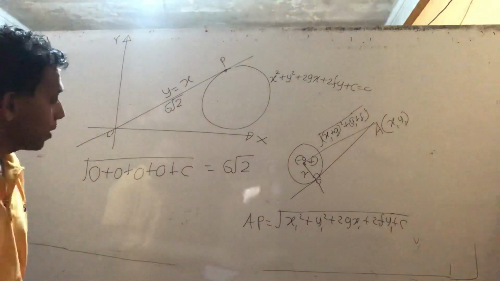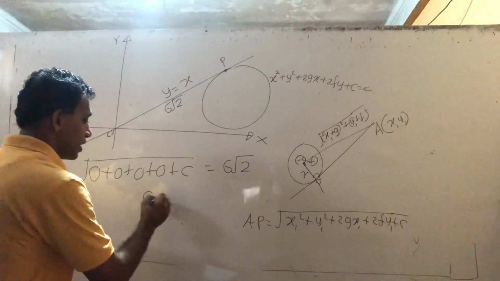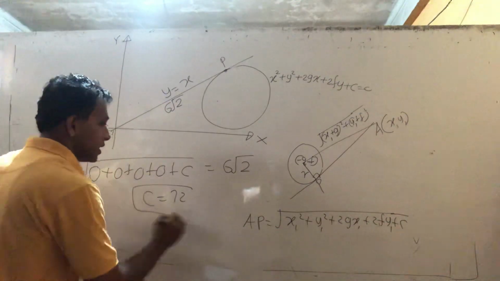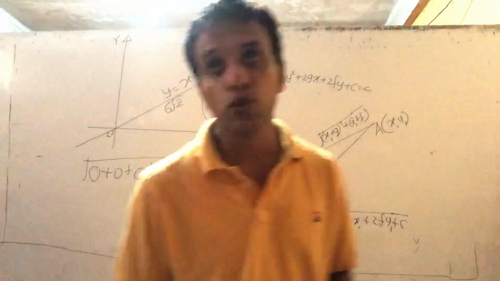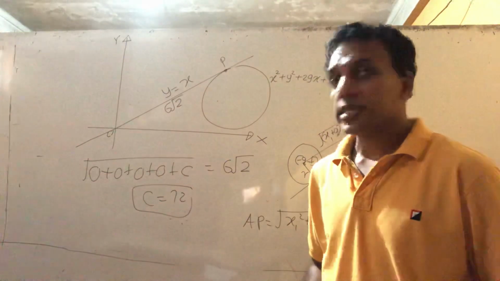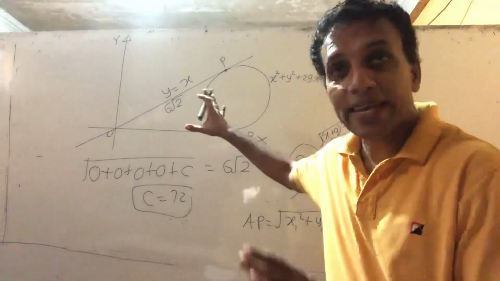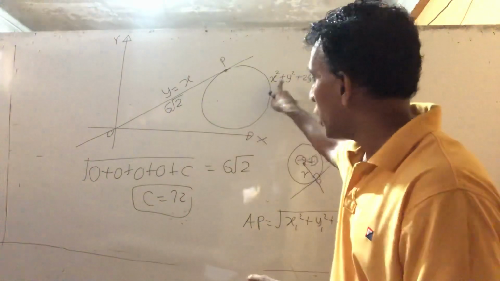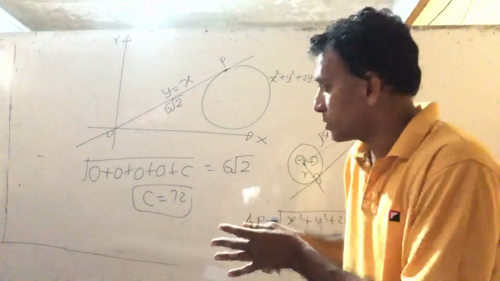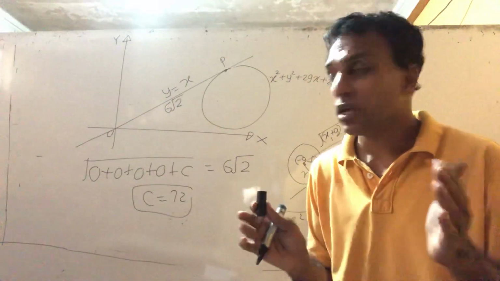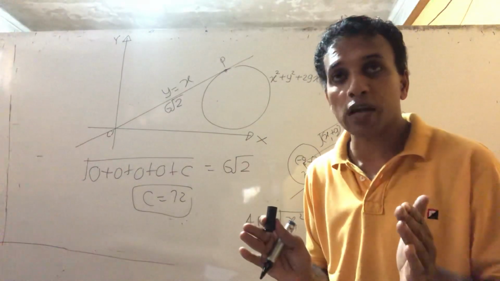6 root 2. Therefore, square root answer 72. C equals 72 is the answer. But unfortunately, you can't use that formula straightaway. Otherwise, it's a 25 marks question. It's a structured 25 marks question.